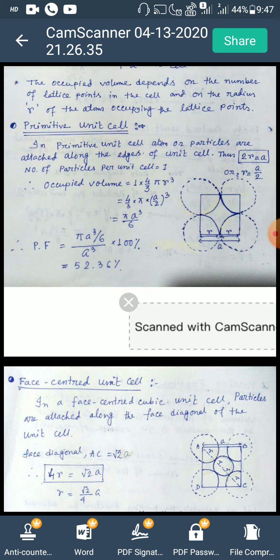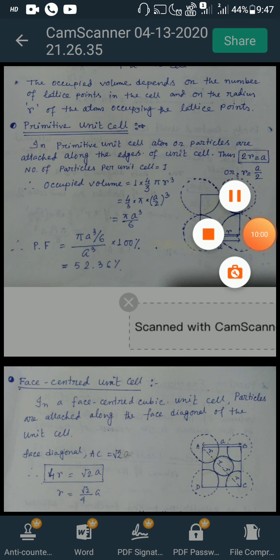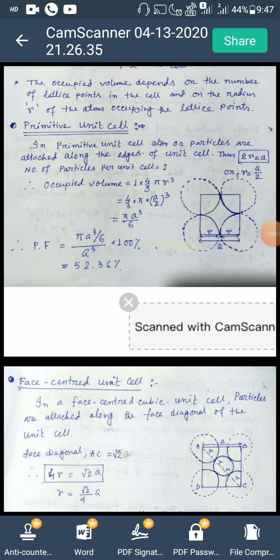That is, you can see r plus r, that is 2r, is equal to a. You can see in the drawing that the radius r of one atom is attached to the radius of the other atom. So r plus r is equal to 2r is equal to a, where a means the edge length of the cubic unit cell. So the minimum distance between the neighboring atoms is 2r, which is equal to a.